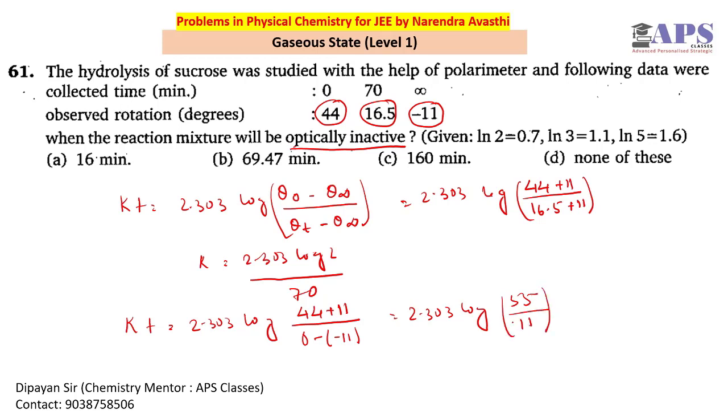Now the k value is known, and we have to calculate the time here. So t equal to 2.303 divided by 2.303 log 2 divided by 70 equal to log 5. From this we can calculate, and the t will become 160 minutes. So option C will be the correct option.